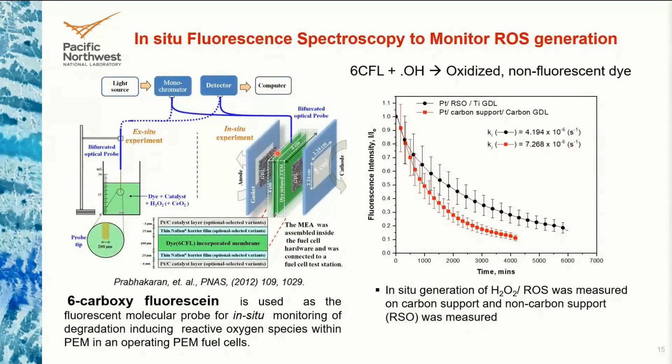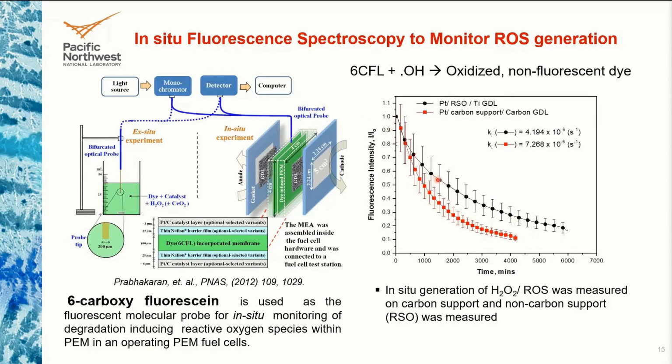So previously, during my undergraduate research under Professor Vijay Ramani, I developed a technique called in situ fluorescence spectroscopy using a dye called 6-carboxyfluorescein, which is sensitive to the hydroxyl radical. So we are able to incorporate this dye into the fuel cell, in the membrane part of a membrane electrode assembly, and insert the fluorescent probe locally so that you can actually monitor how the ROS is being generated just by monitoring the fluorescence decay over time.